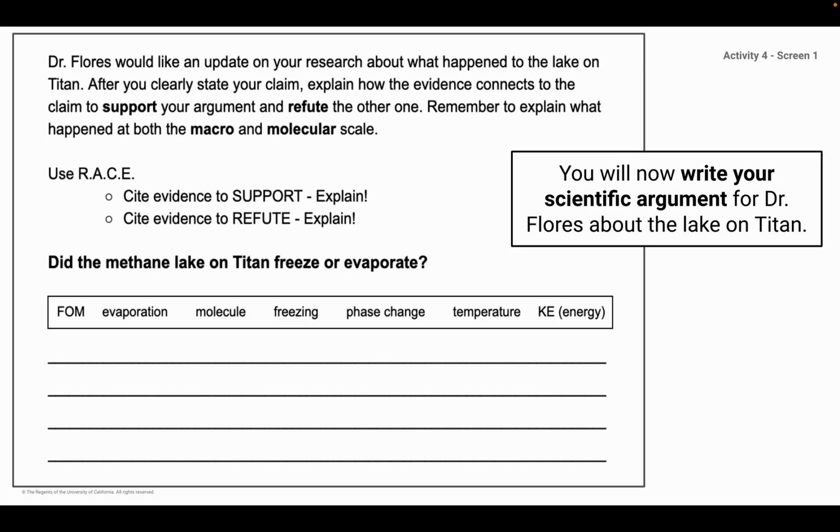And I need you to use these words that I have in the box. Okay, so FOM is freedom of movement, evaporation, molecule, freezing, phase change, temperature, and kinetic energy. You need to think about how you're going to use those words to explain or to answer the question, did the methane lake on Titan freeze or evaporate?